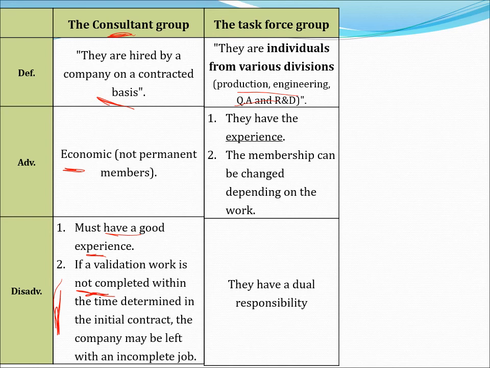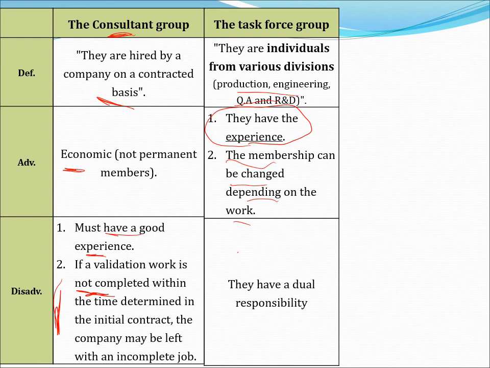The advantage here is they have experience because they know really what is going on inside the pharmaceutical plant. And the other advantage is that the membership, their job description, is very flexible. Once they finish, they will go back. There is no extra payment, within the same salary. They can change their job for 2 weeks only to be a member of the validation team and then go back again to their original department.